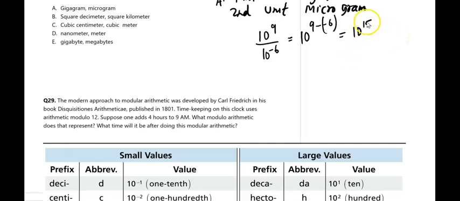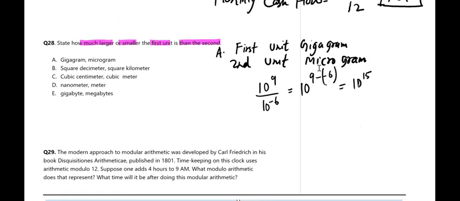And in other words, a gigagram is 10 to the power 15 times bigger than a microgram, or a microgram is 10 to the power 15 times smaller than a gigagram. You can say that as well. So you can say it both ways, first unit in terms of the second unit, and second unit in terms of the first unit. That's the question part A. Okay, I'm going to erase this. I'm going to do B.